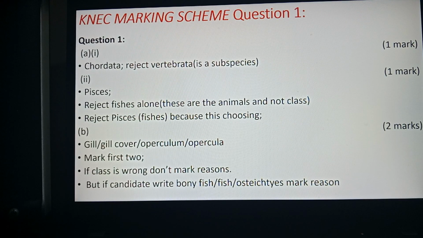For the KNEC marking scheme, question 1, the phylum is Chordata, and you are told to reject if the students wrote Vertebrata, because Vertebrata is a subphylum. Number 2, the class is Osteichthyes. So the phylum is Chordata and the class is Osteichthyes. You reject fishes alone because fishes are the animals and not the class. Reject Osteichthyes in brackets fishes because this would be choosing.